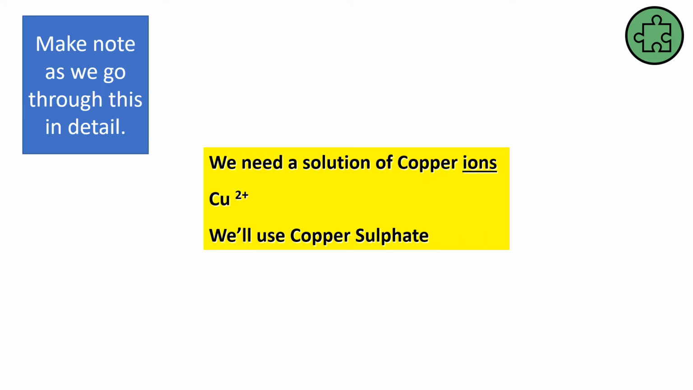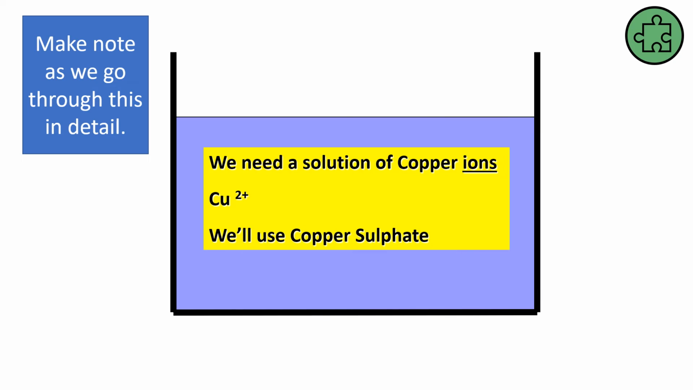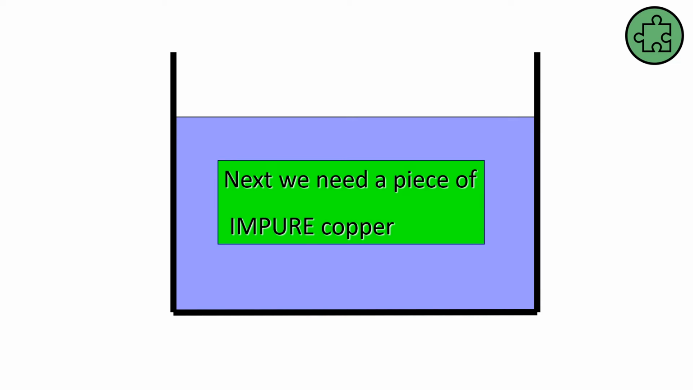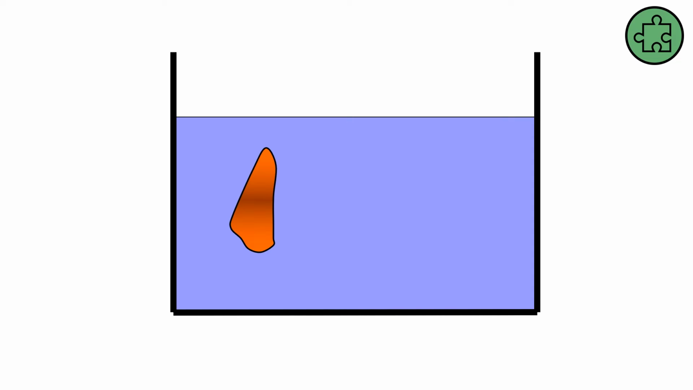Okay, so we're going to use copper sulfate. That's our liquid, that lovely blue liquid, because we're purifying copper. So here's our blue liquid. Next, we're going to need our piece of impure copper. Here we go, and we are going to make this the positive electrode. We're going to attach it to our wires here, and that is our positive anode.